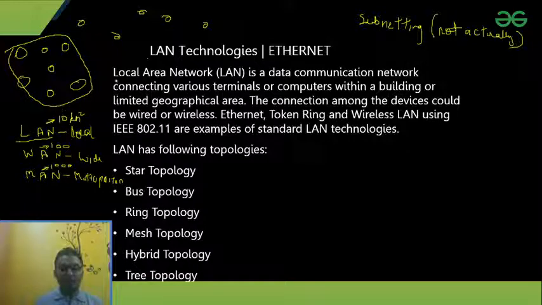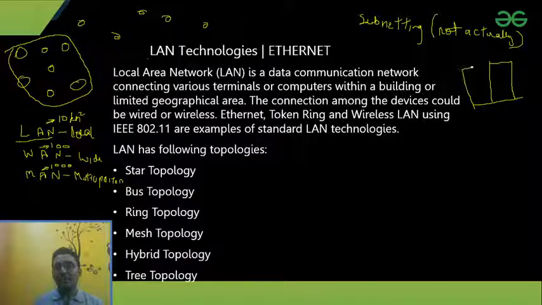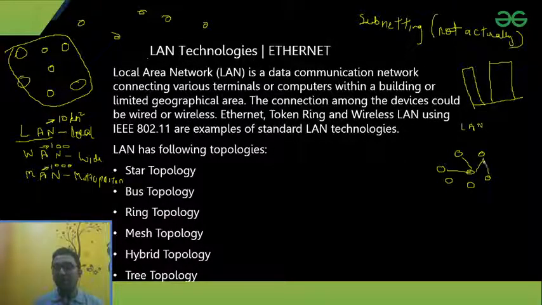So what is LAN? Let us see what is written here. LAN, local area network, is a data communication network connecting various computer terminals or computers within a building or limited geographical area. Thousands or hundreds of computers may even be present in a single building. Suppose there are various IT companies in an IT park of a city. Those companies will require a local area network setup. They cannot just have each PC connected to the internet, because many of them will want to share specific data among themselves.